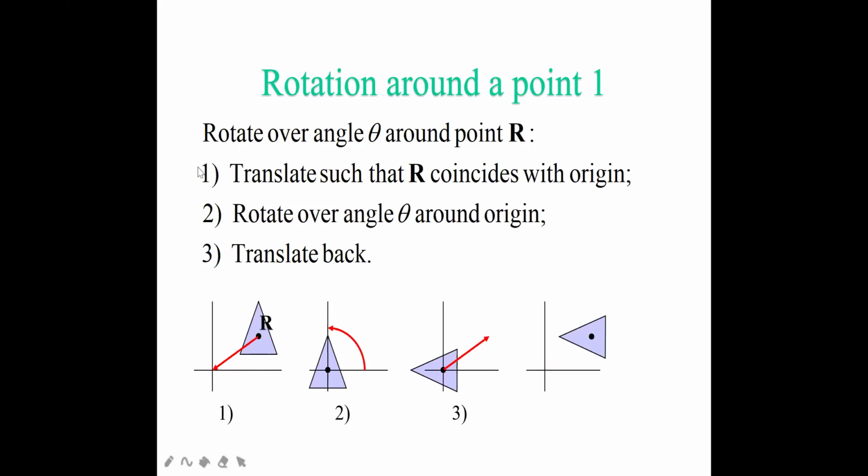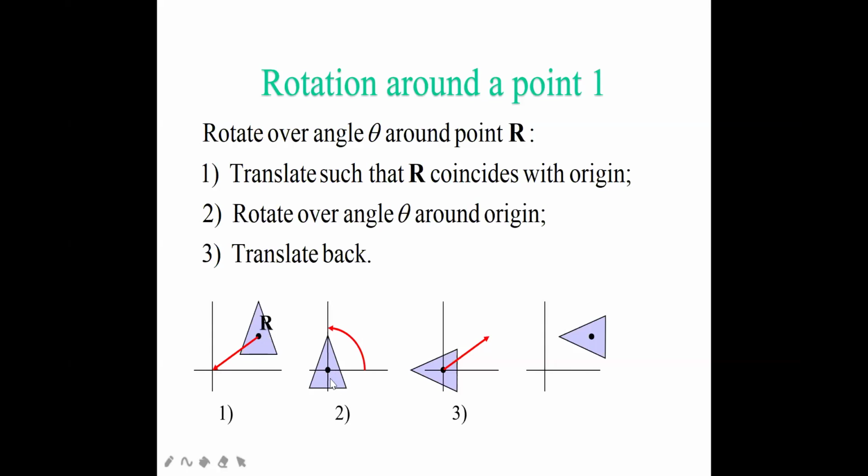So this is the first point. What happens here is, translate such that R coincides with the origin. If I want to rotate this object, first I have to bring this point to my origin. I cannot bring it directly, I have to apply the equation or formulas. There is a transformation formula known as translate. So first you translate the object. As you can see, I just translated my object here. This is my R point.